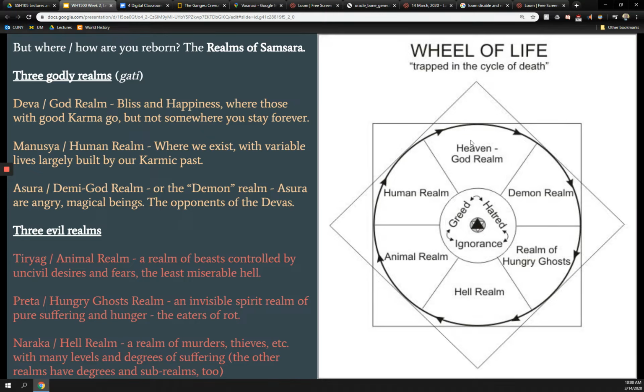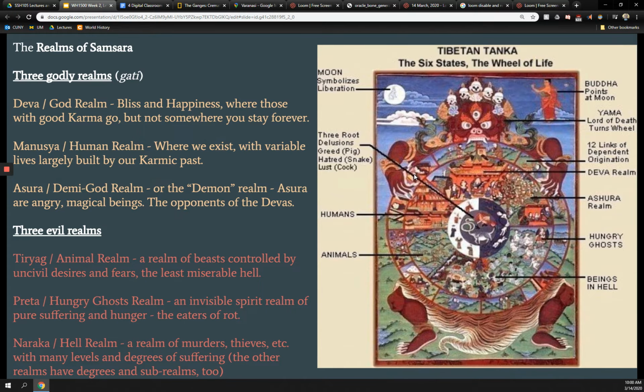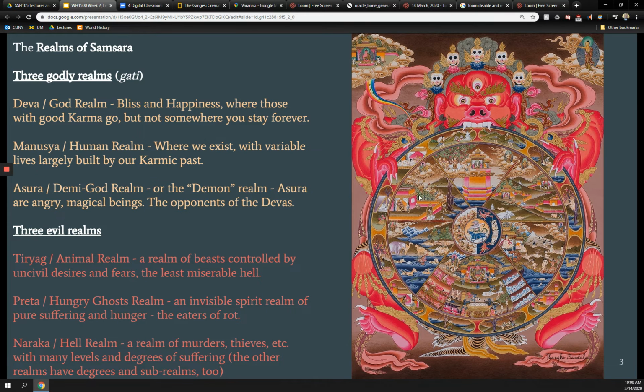There's the Manusa, the human realm. This is where we exist, you and I exist, with lives that are kind of variable. Some of them are really great, some of them aren't so great, and this is based on our karmic past largely. So you can see the human realm here. It's a pretty good realm to be in. Being in the human realm, it's a mediocre realm, I guess. It's not as good as the Deva realm, and it has some disadvantages, but it is a fairly good place to be.